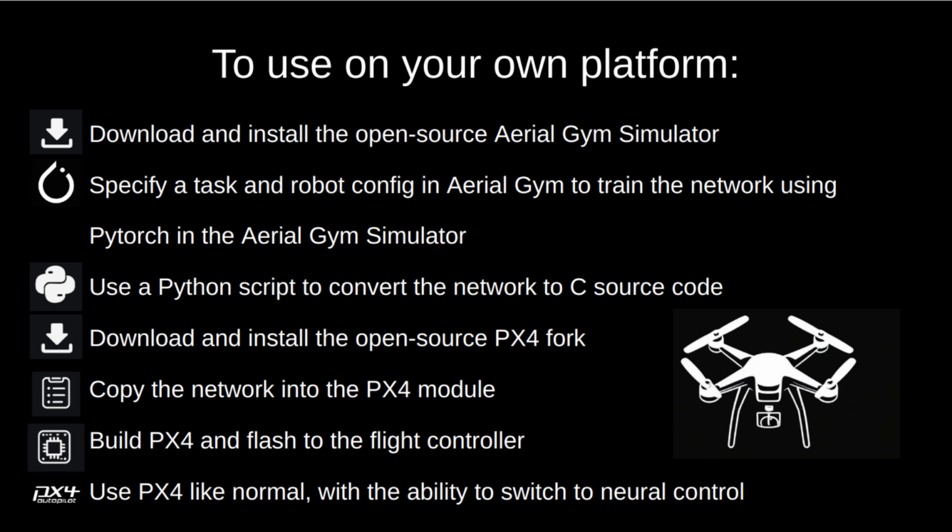Secondly, there is an open source fork of PX4 with support for neural control. This will be merged into the main PX4 repository at a later date. Download and install the custom PX4 fork and then paste in your converted network. After building and flashing the control policy, it is available as a separate flight mode in PX4.